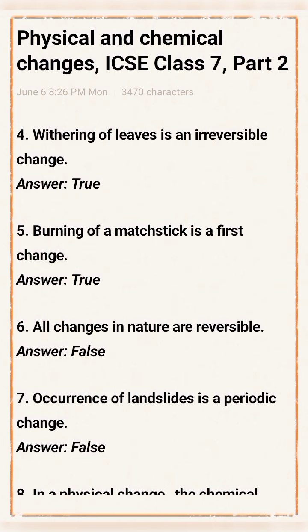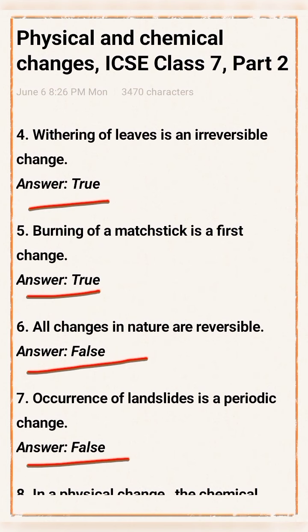Question number 4. Withering of leaves is an irreversible change. This statement is true. Next, burning of a matchstick is a fast change. This statement is true. Next, all changes in nature are reversible. This statement is false. Next, occurrence of landslides is a periodic change. This statement is false.